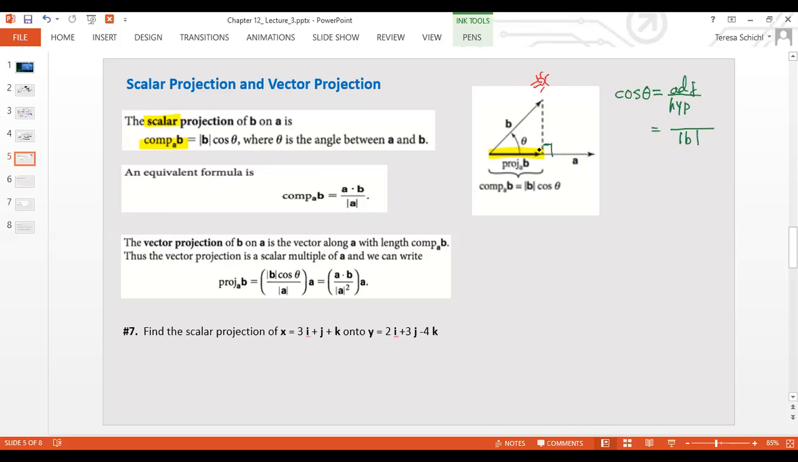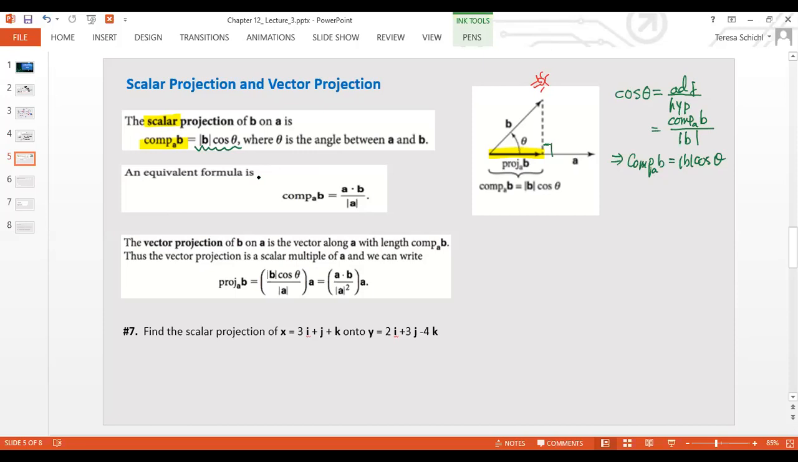Then what is the adjacent side? The adjacent side is the length of this shadow, which is what we call the component of B over A. That's why the component of B over A is equal to the length of B times cosine theta. That's our first formula, just from trig functions.